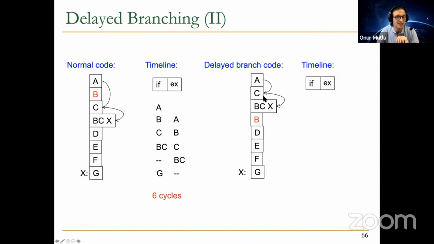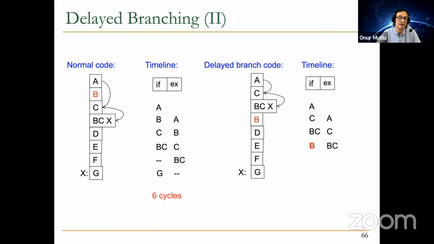Now, if you have delayed branching, if you change the semantics of the branch such that the next instruction after the branch is always executed, you have to fill that slot with an instruction that the branch doesn't depend on, and where you don't violate the data dependencies also. So B looks like a very good target. So you move B under the branch.